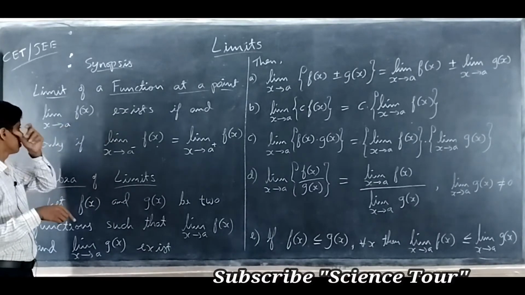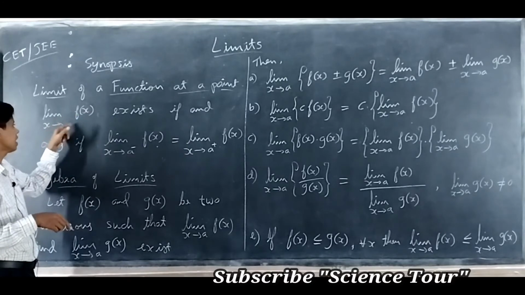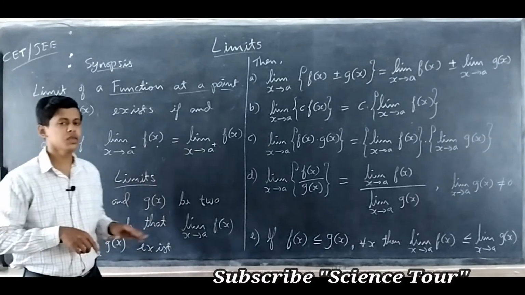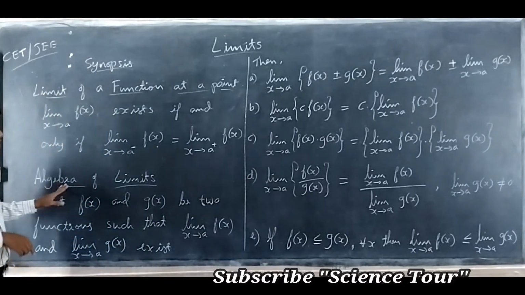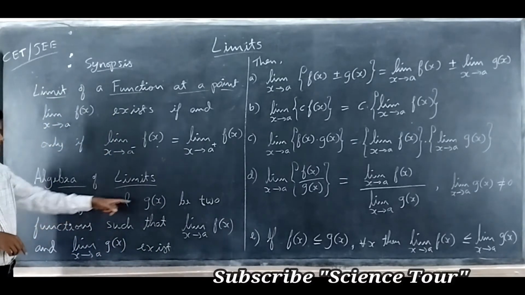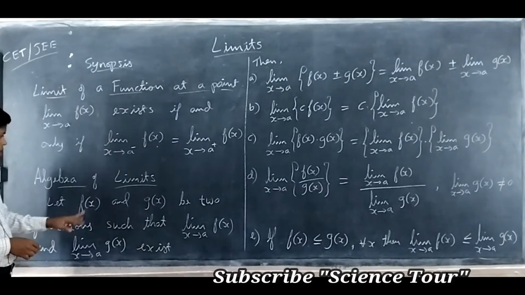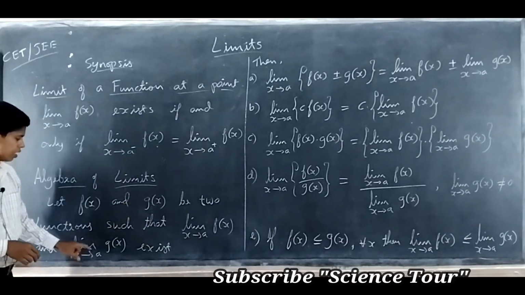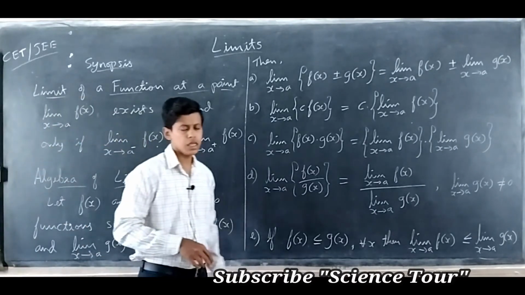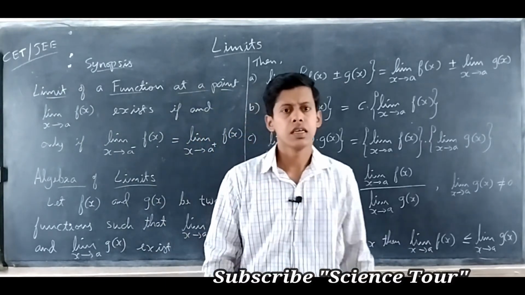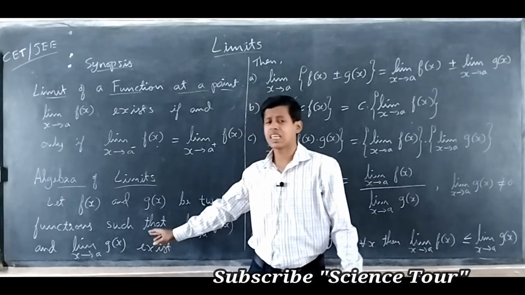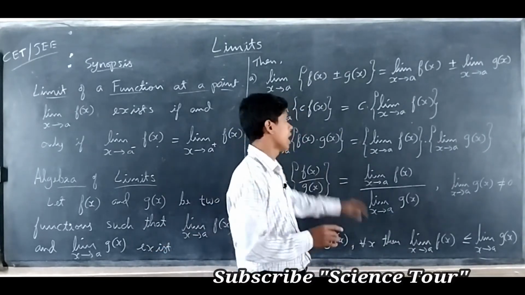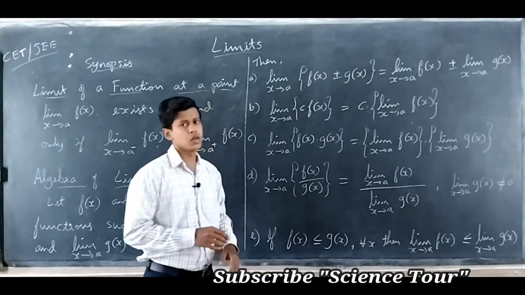Okay, so that is the value of f of x at x is equal to a, if it is a polynomial. Now what is the algebra of limits? Let f of x and g of x be two functions such that both their limits exist, the limit of f of x at x is equal to a and the limit of g of x at x is equal to a must exist. Then we have the following rules.